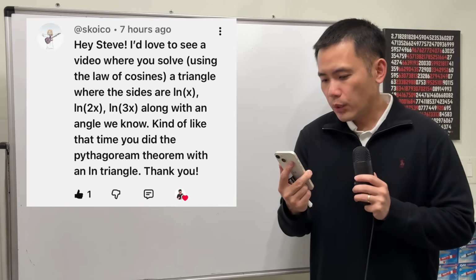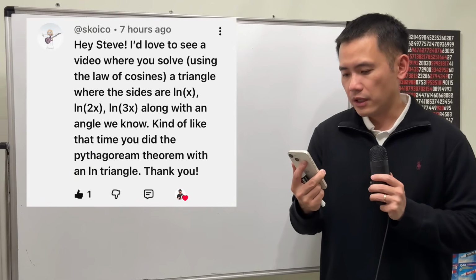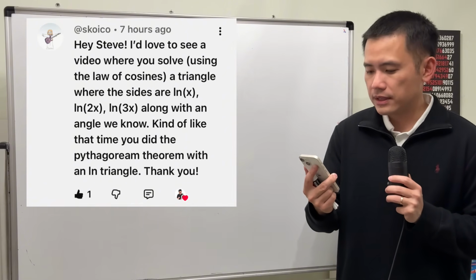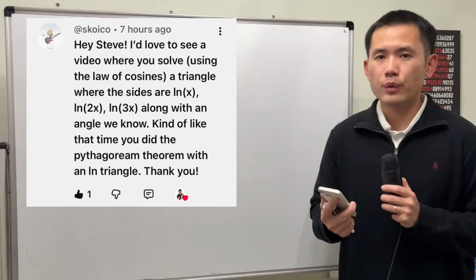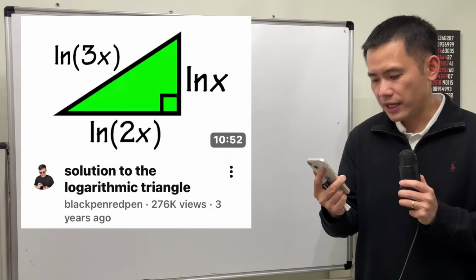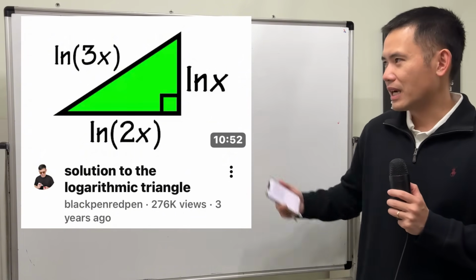Hey Steve, I want to see a video where you solve, using the law of cosines, a triangle where the sides are ln(x), ln(2x), ln(3x), along with an angle that we know. Kind of like that time we did the Pythagorean theorem with the ln triangle. Thank you. Okay, so here I have this for you.